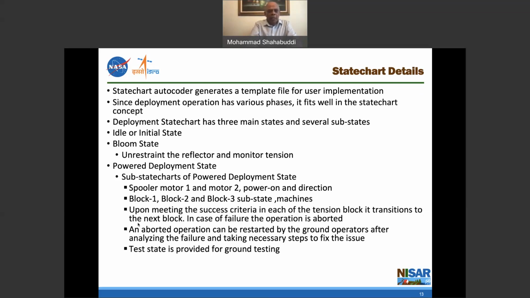At any point, if we can't meet the target ref counts and tension, then the operation is aborted. And once it's aborted, the ground operations team can evaluate the condition, and they can go back and try to redo the deployment and go through the states.